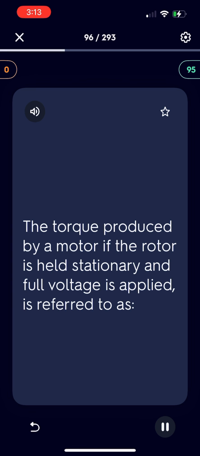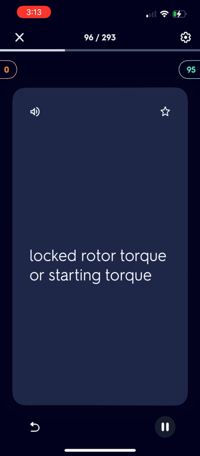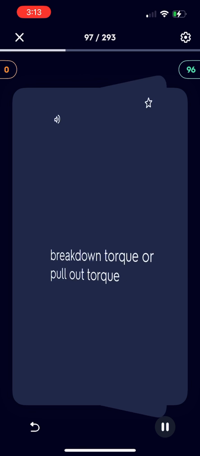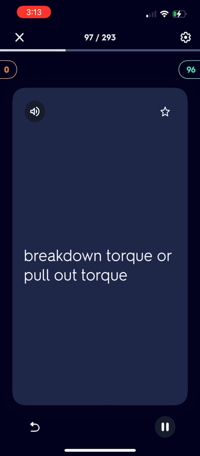The torque produced by a motor if the rotor is held stationary and full voltage is applied is referred to as locked rotor torque or starting torque. The point when a motor comes to a complete stop, when being overloaded, is referred to as breakdown torque or pull-out torque.